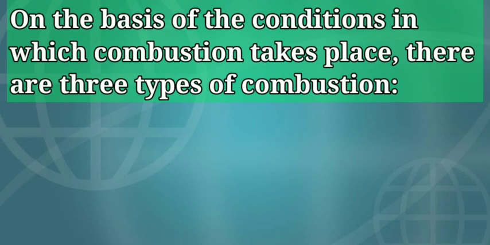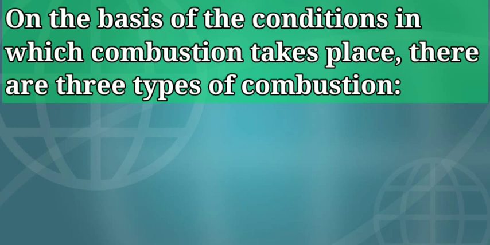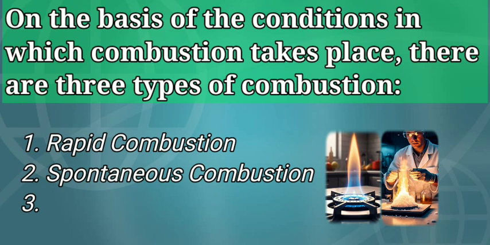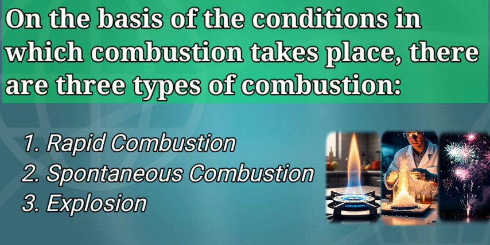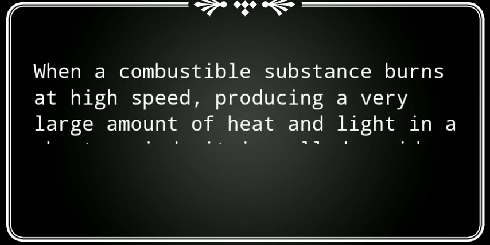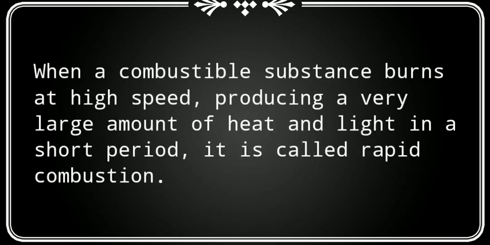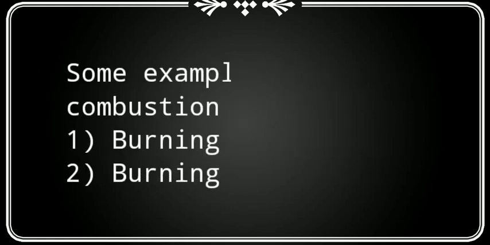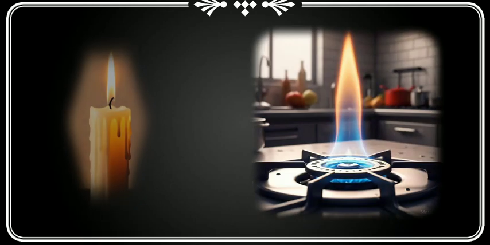Types of combustion. On the basis of the conditions in which combustion takes place, there are 3 types of combustion. 1. Rapid combustion. 2. Spontaneous combustion. 3. Explosion. Let's understand what rapid combustion is. When a combustible substance burns at high speed, producing a very large amount of heat and light in a short period, it is called rapid combustion. Some examples of rapid combustion are burning of a candle, as when we bring a burning matchstick near it, it starts burning immediately. Burning of a gas stove is also an example of rapid combustion.